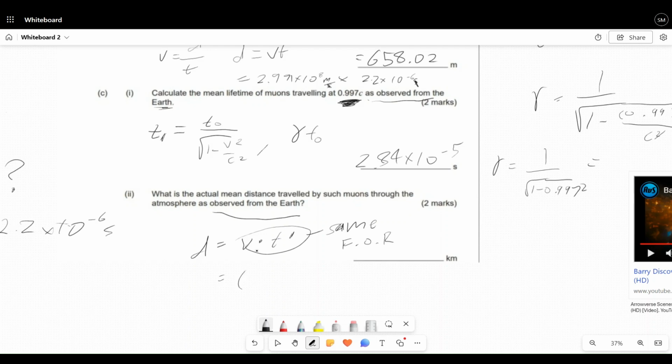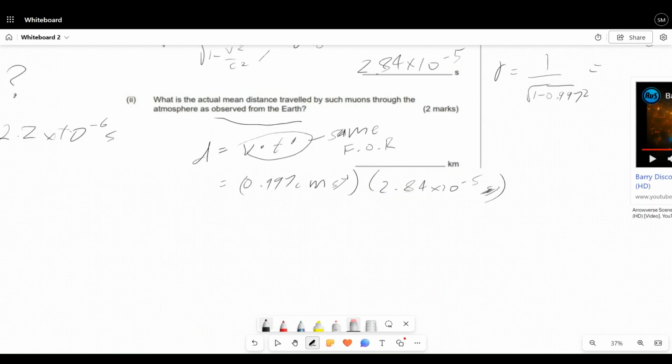Okay, so velocity is equal to 0.997 c meters per second, times the time, which is 2.84 times 10 to the negative 5 seconds. This cancels out, which gives us 8,494.44 meters, right? And I've multiplied c into here.